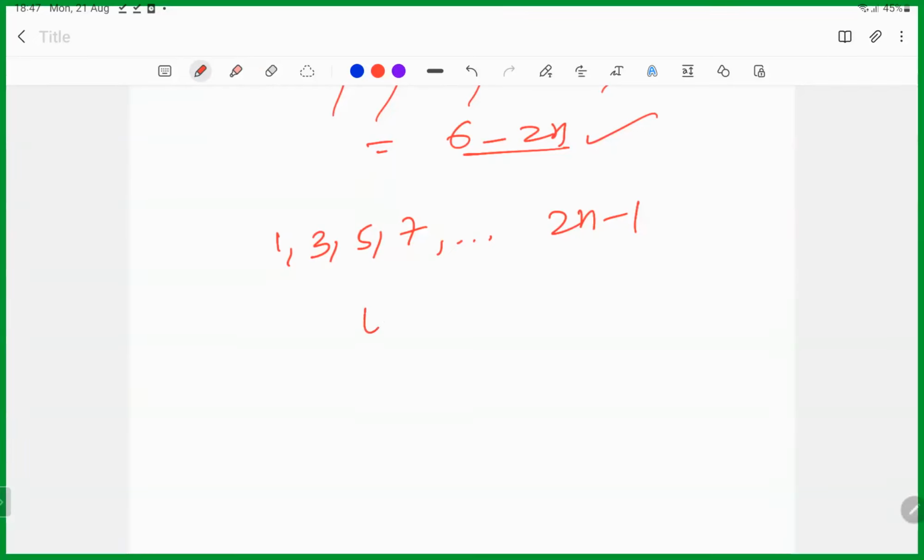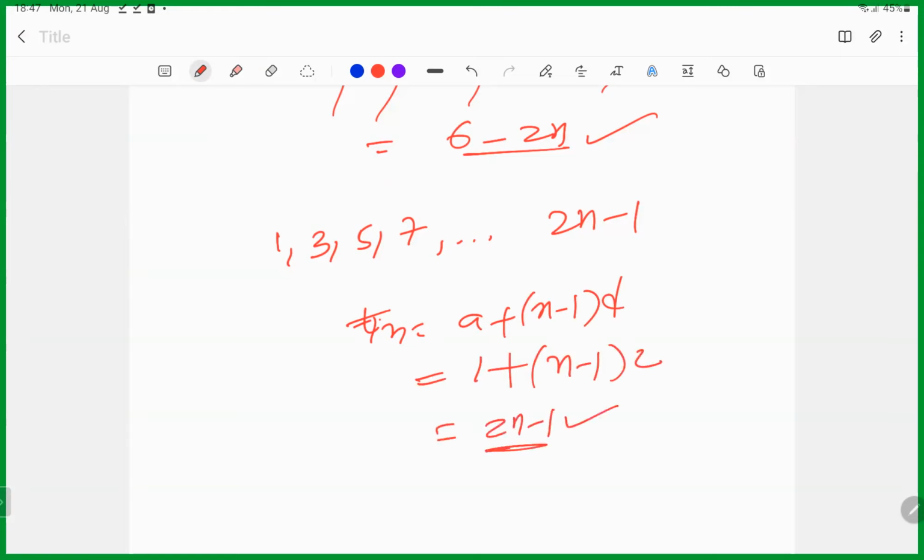Now what is the formula for the nth term? Tn equal to a plus n minus 1 into d, right? A is here what? 1, n minus 1 into 2. 2n minus 1. Okay, Tn equal to 2n minus 1. The nth term is 2n minus 1.